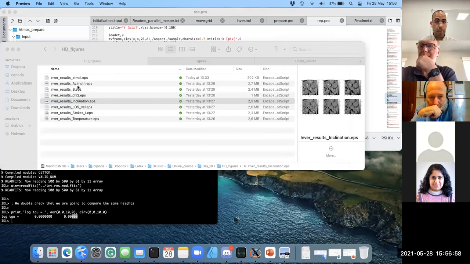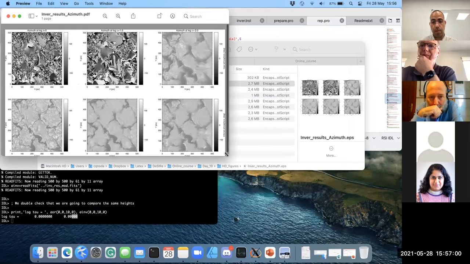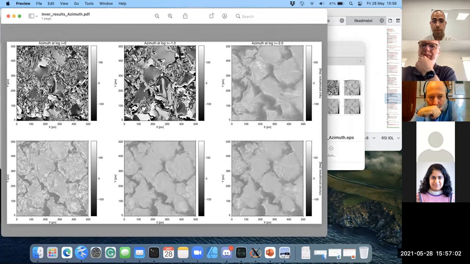And azimuth is even worse. So I just put it here, but it's really complex, the one in the original atmosphere. But still, we are getting something. Although in this case, we may need to add some disambiguation because of the 180 degrees. So I just put it here, but the vertical field strength is very weak, so you should not worry too much about not getting perfect azimuth in this context.